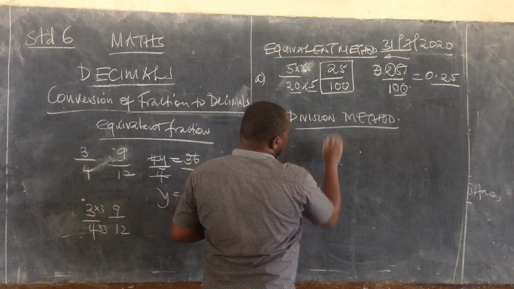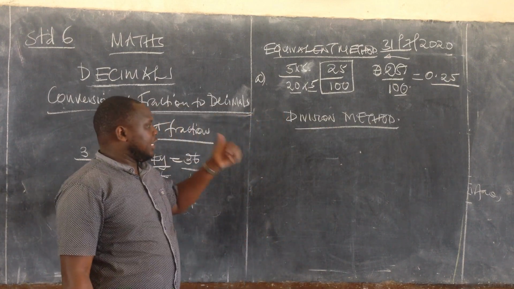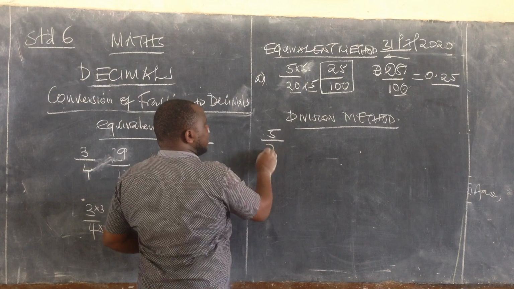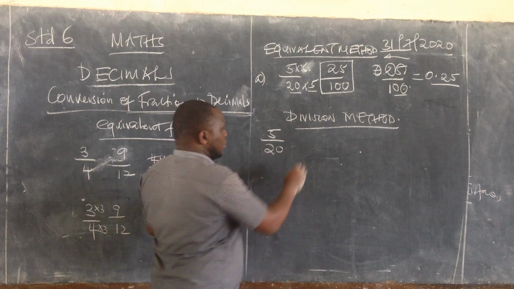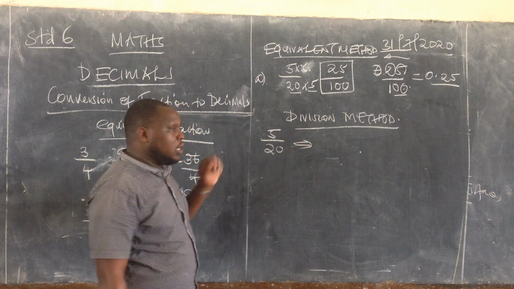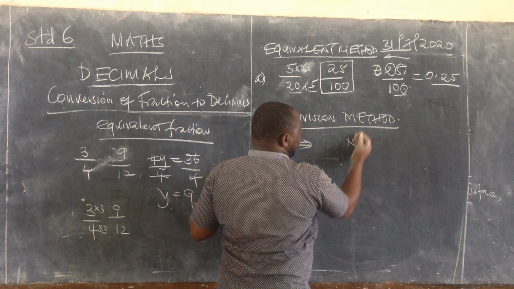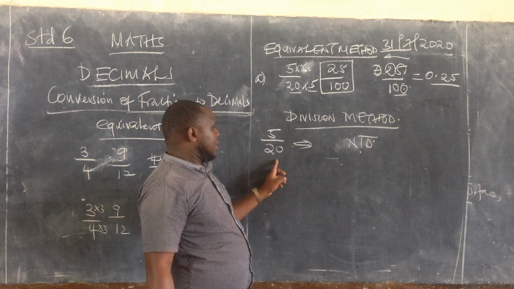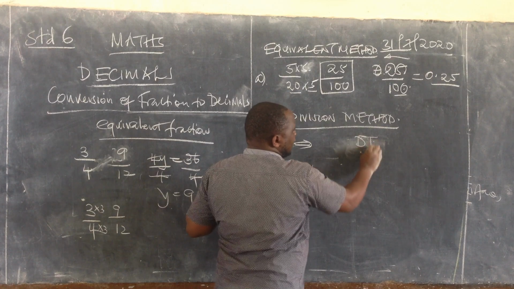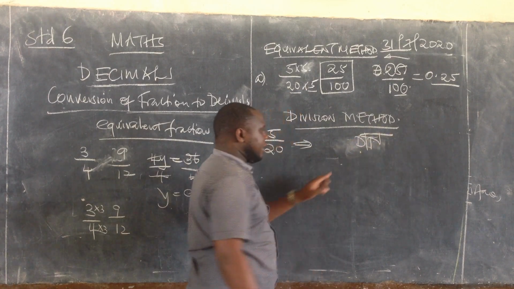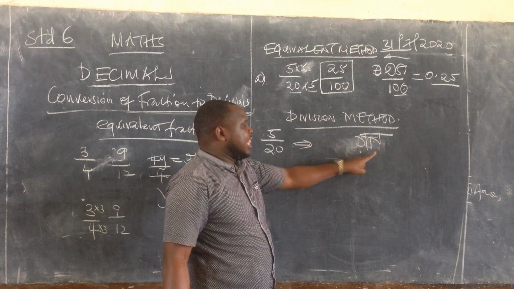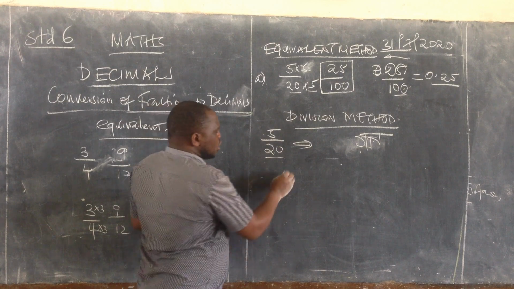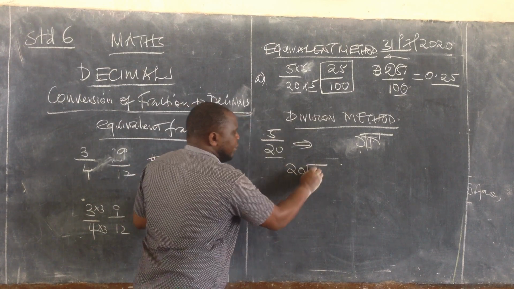Now, this division method is what I've taught you even in class 6 and in class 5. We are going to begin with this question here. Convert 5 over 20 as a fraction to a decimal. Remember I told you something like DN. The DN means when you're dividing, the denominator is supposed to be outside and the numerator is supposed to be inside. So the lower number is called the denominator. So you're going to put 20 outside and 5 inside there.